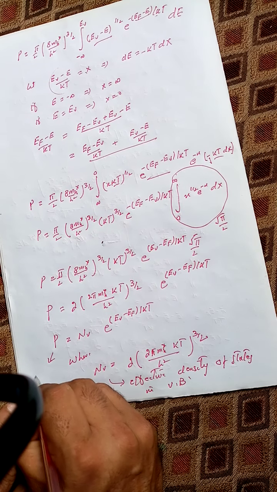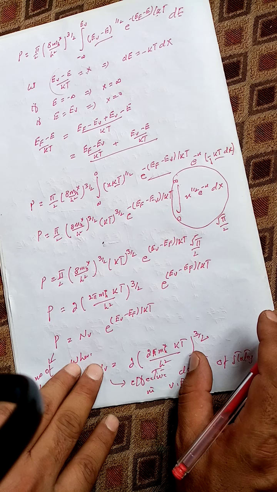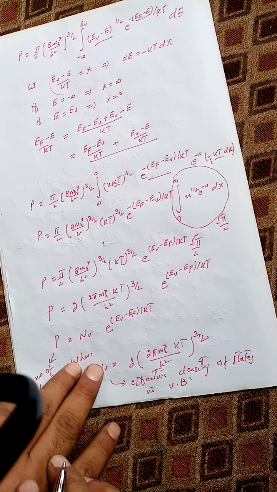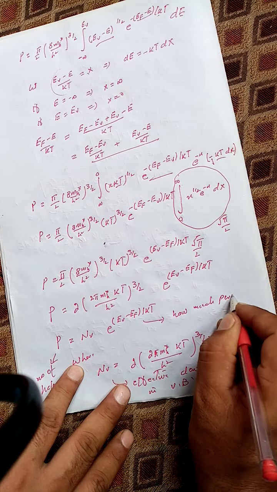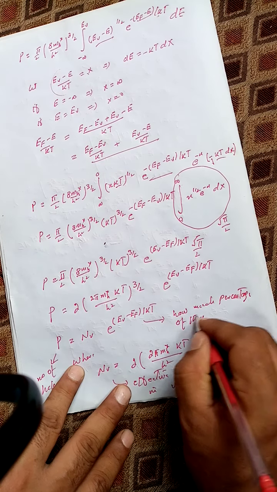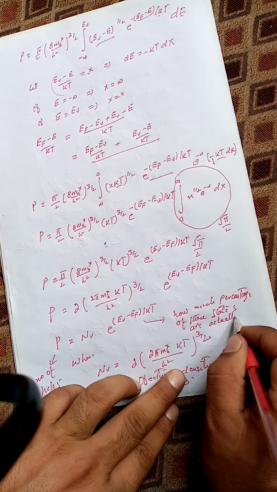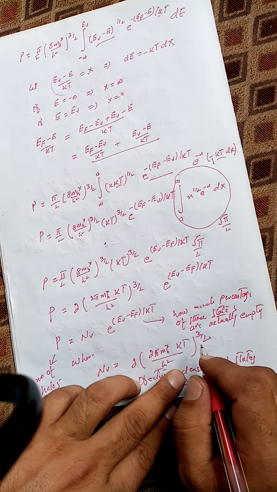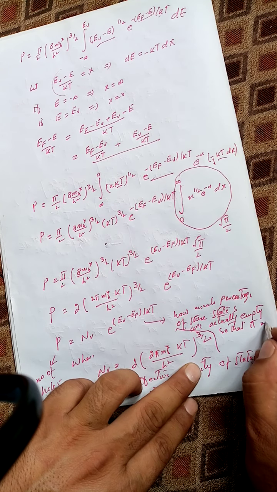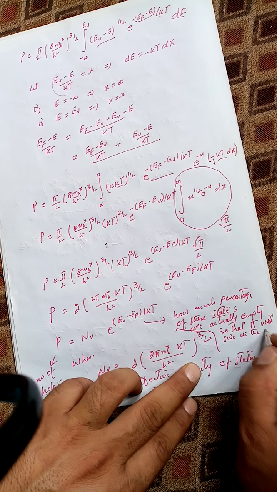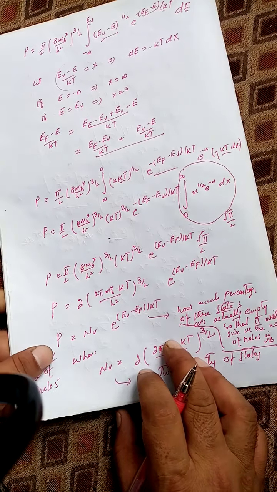And here we have the number of holes, and this factor tells us how much percentage of these states are actually empty. So it gives us the number of holes in the valence band. This is all about the concentration of holes in the valence band.